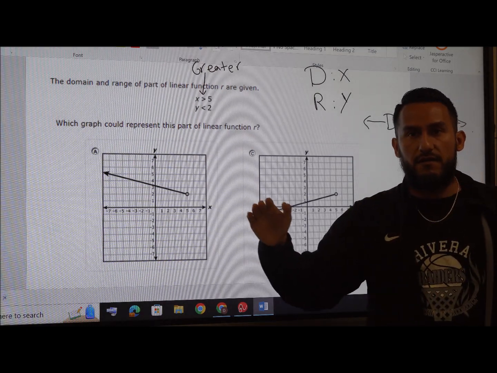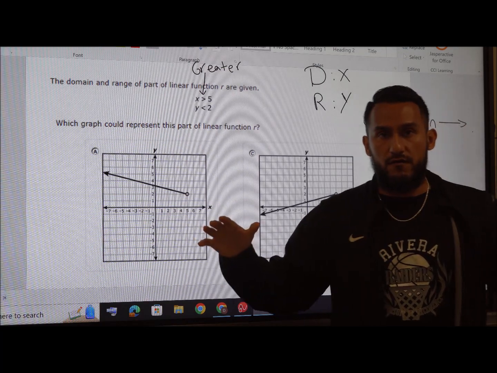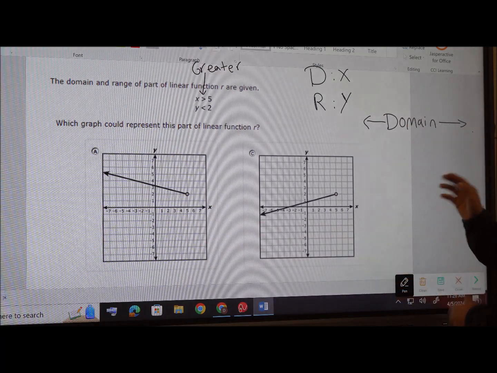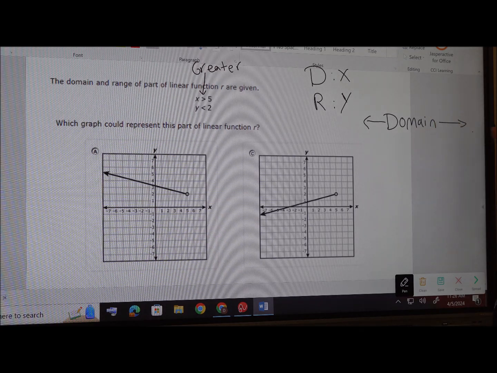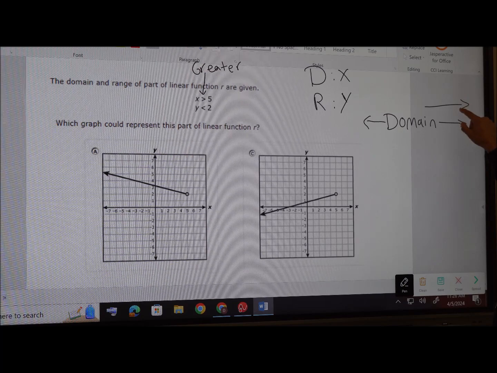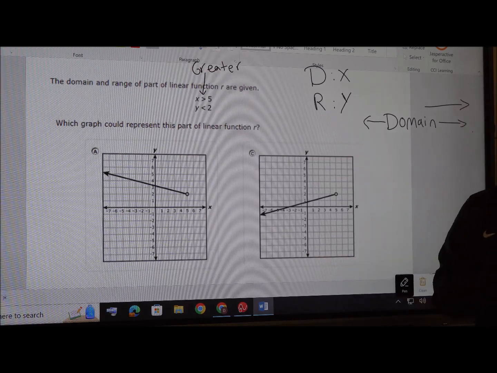Every time you're on the number line, the further right you go, the bigger the number gets, no matter where you are on the number line. So we know that the domain has to be going in the right direction. It has to be going this way, okay? Because it has to be greater than 5. It has to be moving to the right side.